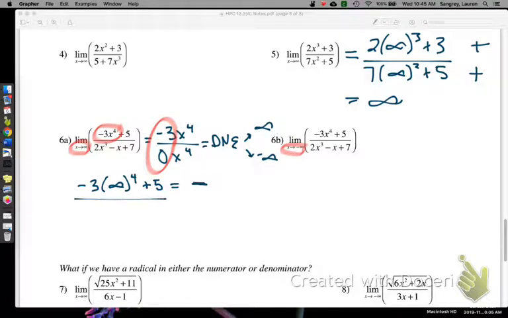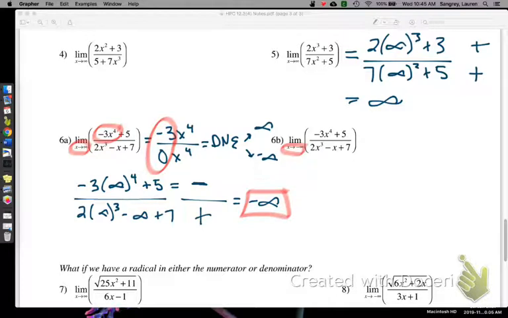And then in the bottom, I have 2 times infinity cubed minus infinity plus 7. If I take infinity and cube it, obviously that's a really big number. Times 2, still big. Minus 1 infinity, I'm still going to stay positive, right? And then plus 7, still staying positive. So a negative over a positive is negative. So this answer is going to be negative infinity. Remember, if you don't like that way, just look at the graph.